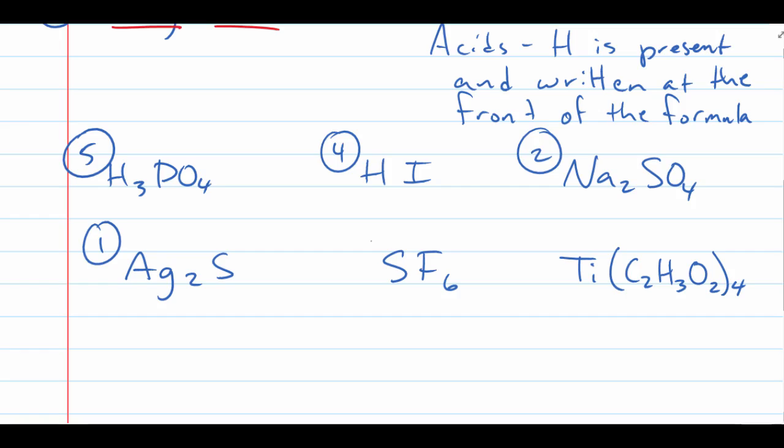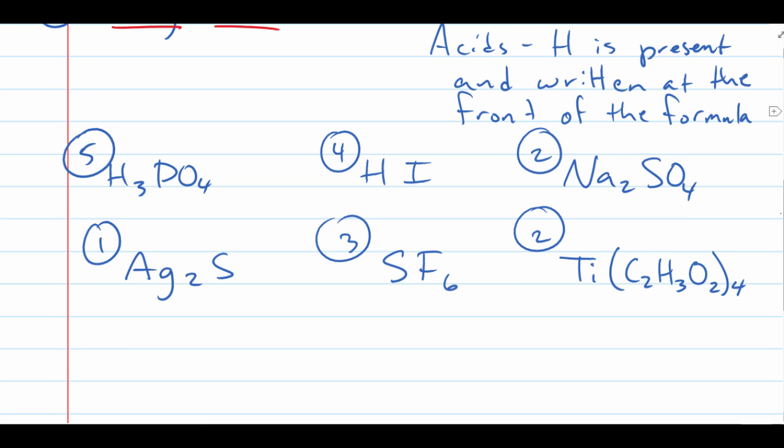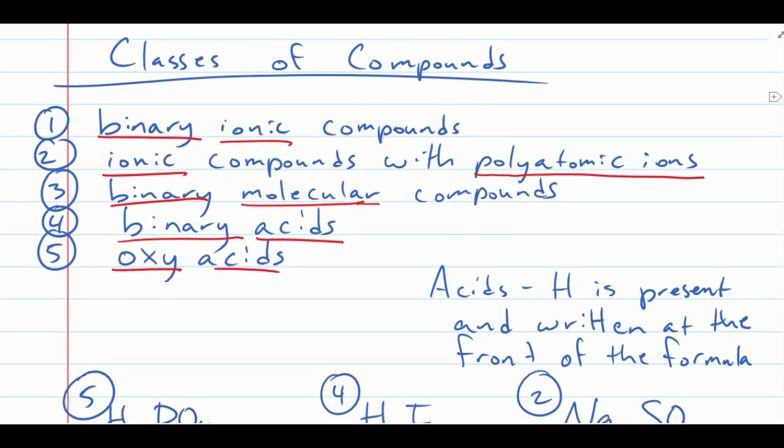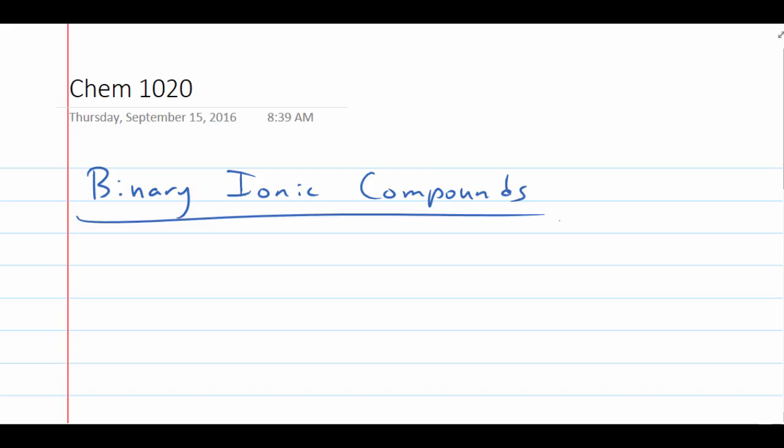All right, so this was number 3, this was the number 2. All right, so next up, we're going to get into the naming. And we're going to go through the categories in order. We're going to start first of all with binary ionic compounds. And we're going to start with one that most of us already know.